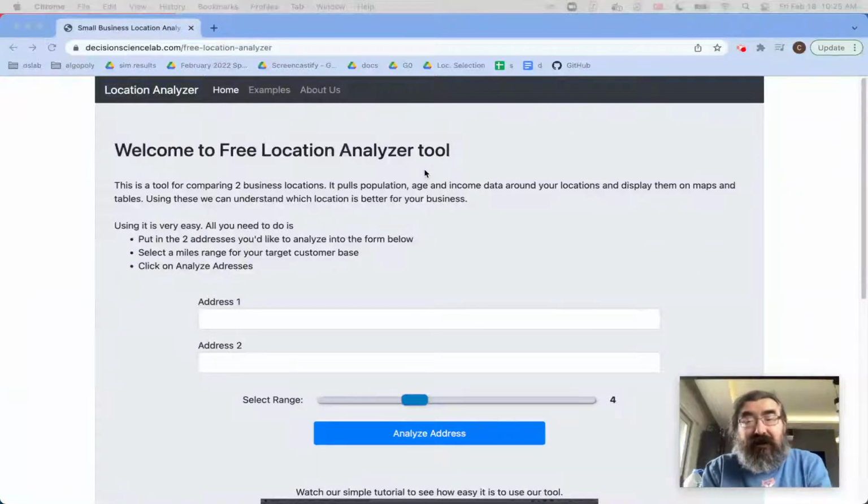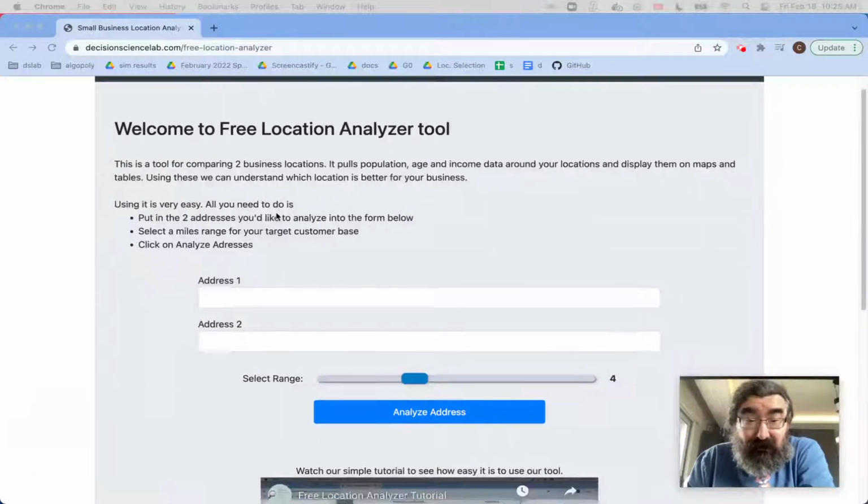So what you want to understand in location analysis is if your business is going to be close to your target customers, right? If enough people who are going to patronize your business live around your location. And this can be a complicated thing to analyze, and there might be many factors. But what we have tried to do is make it very simple. In this tool, you can do a location analysis for two locations where you can compare population, income, and age around those locations, right? So it is very simple to use. All you need is the addresses of the locations that you are going to compare.